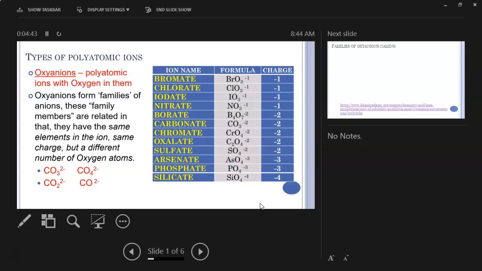So this is an example of a family of oxyanions. The only one you have on your list from down here is CO3 2-. That's carbonate. You don't have the rest of the family members on your list. But we're going to be able to name these and come up with these with just a few rules. This is where I'm going to come to the board.